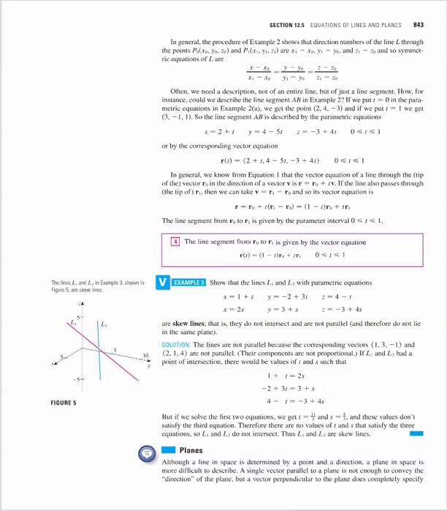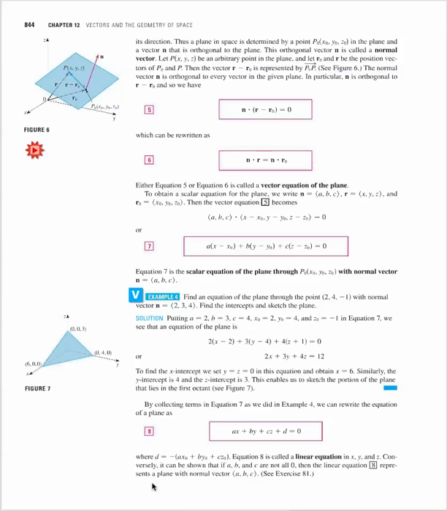At the bottom of 843 we go into planes. Just like there are two things we need to get an equation of a line, a point it goes through and a direction it goes in, there are two things we need to find an equation of a plane. It's a point that the plane goes through, and what's called a normal vector to the plane. That's a vector that's perpendicular to the entire plane, or perpendicular to every vector in the plane.